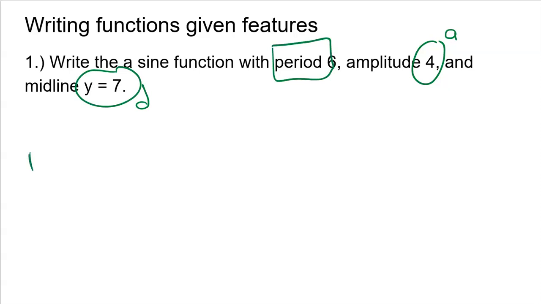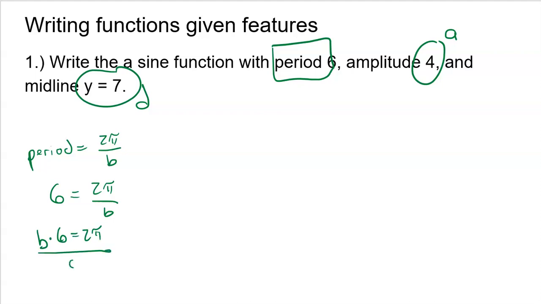So the period equals 2 pi divided by b. So I'm given that the period is 6. So what I actually have to do here is I got to solve for that b value. So you're given the period, you're solving for the b value that actually goes into the function. So multiply that b value over, and then divide everything by 6. So b equals 2 pi over 6, which reduces to pi over 3.